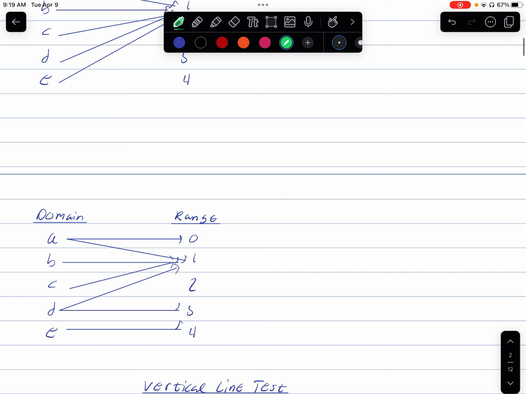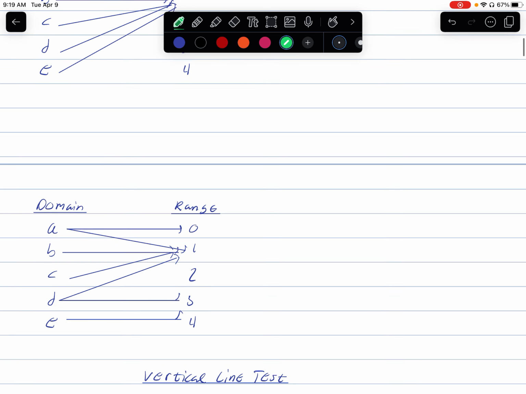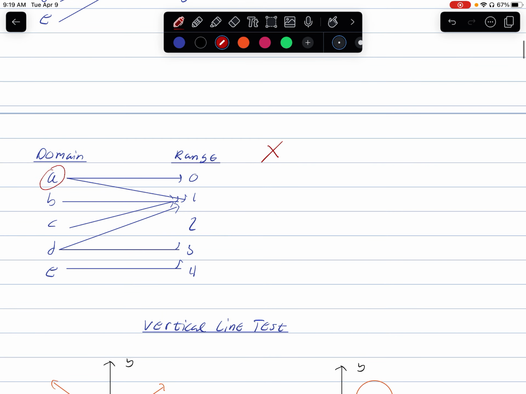Now let's look at this one. Here we have A being mapped to 0 and to 1. B goes to 1, C goes to 1, D goes to 1 and 3, and then E goes to 4. So this is not going to be a function. The reason is that A gets mapped to 0 and to 1, and D gets mapped to 1 and to 3. So this has two outputs for multiple elements in the domain. Therefore, we cannot call it a function.